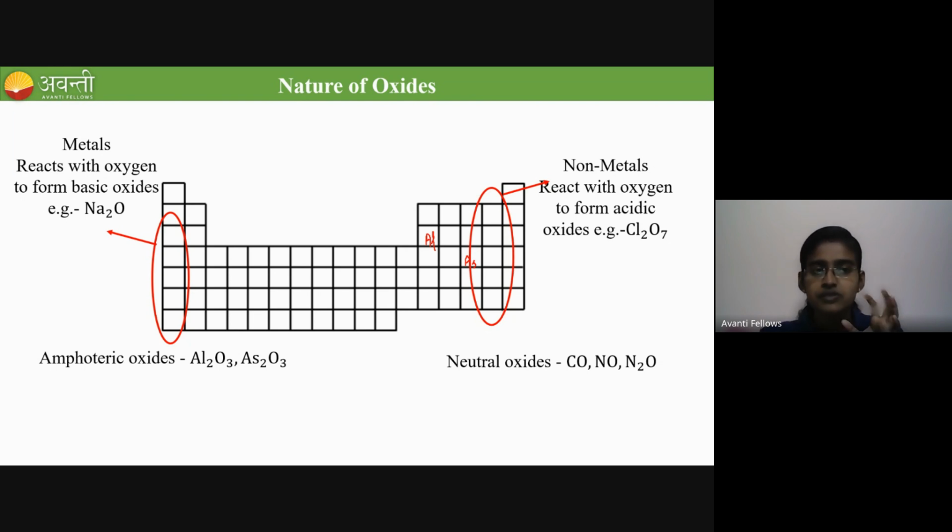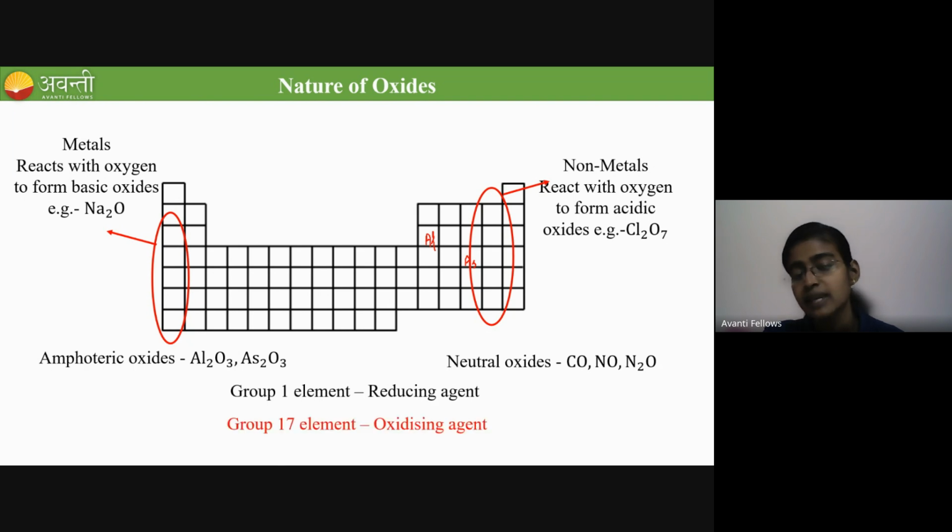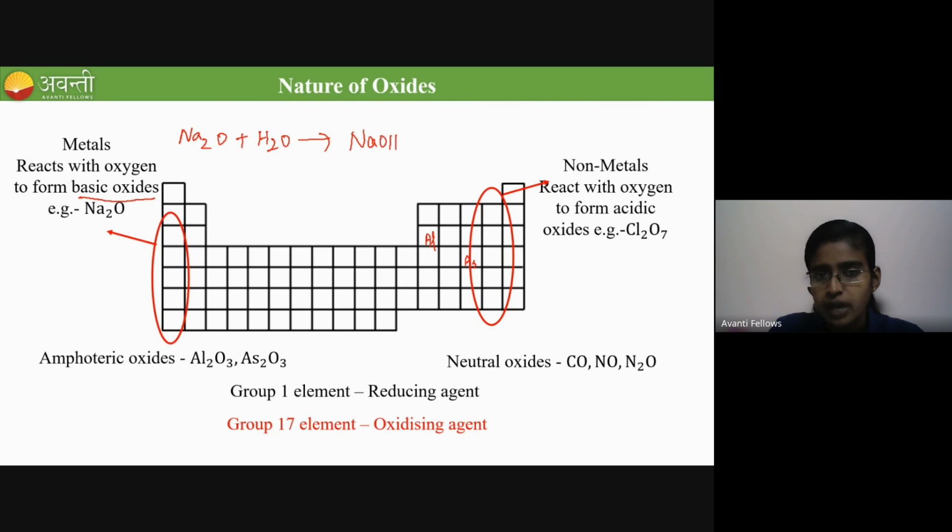Because of this, group 1 elements are called reducing agents, and group 17 elements are called oxidizing agents. Group 1 element oxides are called basic oxides because when I put this oxide in water, it produces a base. If I put Na2O in water, it will produce NaOH, sodium hydroxide. That's why it is called a basic oxide.